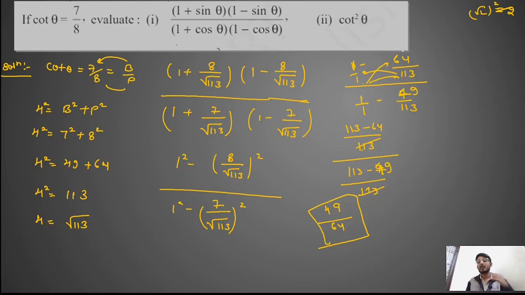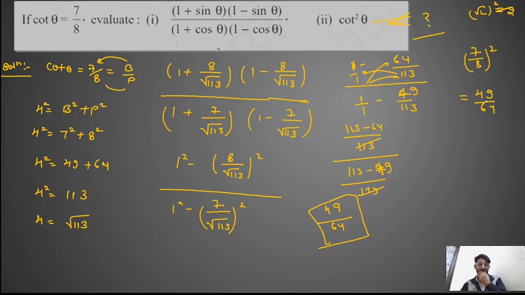Okay, now this question is for you. You have to find the value of cot square theta. You are given cot theta equals 7 by 8, so cot square theta equals 7 by 8 whole square. This means square of 7 is 49 and square of 8 is 64.